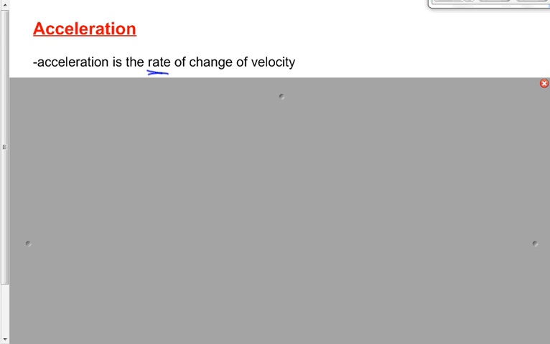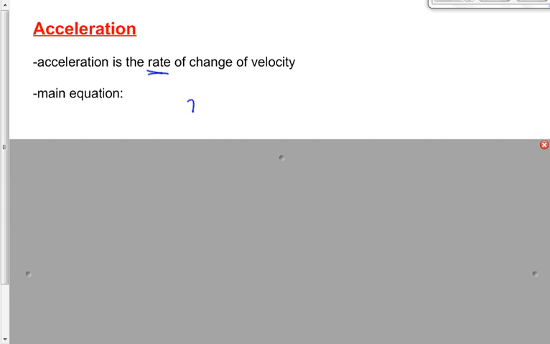We talked about a rate once before. The rate of change of position was change of position over change of time. The rate of change in velocity is acceleration. It's going to be change in velocity over change in time. Anything that's a rate has time on the bottom, and then whatever it's a rate of on the top. Here's the main equation for acceleration.